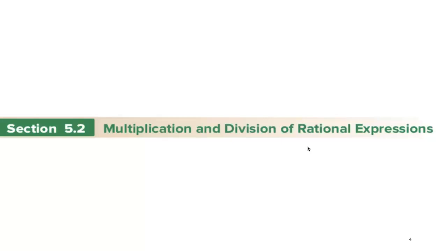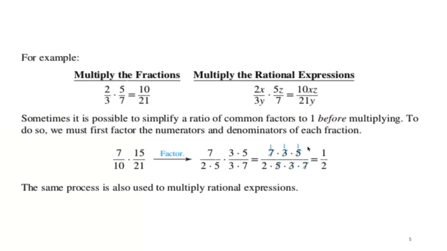Okay, let's talk about how to multiply and divide rational expressions. You remember when we learned how to multiply fractions, it's very simple. You just basically multiply the numerators and then also the denominators. So for example, 2/3 times 5/7, you simply multiply 2 times 5 and then 3 times 7. Same thing for rational expressions, we just multiply straight across. 2x times 5z is 10xz, 3y times 7 is 21y.